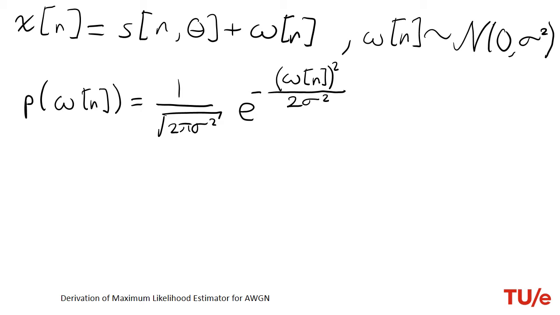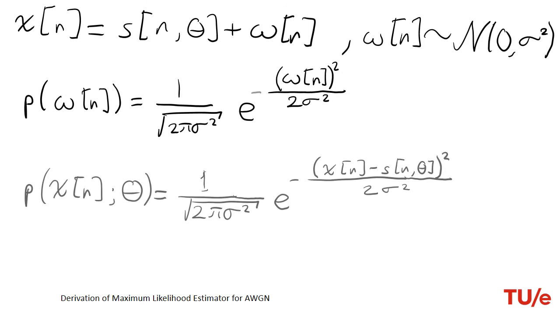The probability density function for noise samples is the Gaussian function. This function forms the basis of the likelihood function. Now let's work it out together. The trick is to keep in mind that the error between the data sample and the underlying signal model is the noise. So we may replace the noise samples by the error term. Now, what we obtain is the density function for the data sample, which depends on the parameter theta.